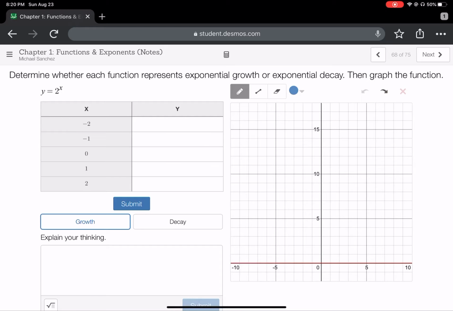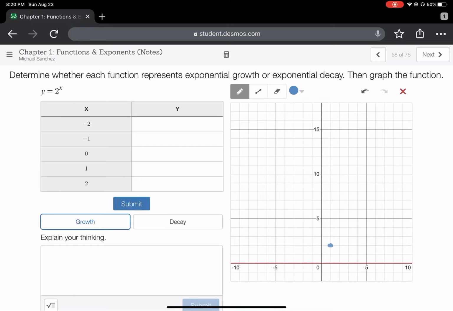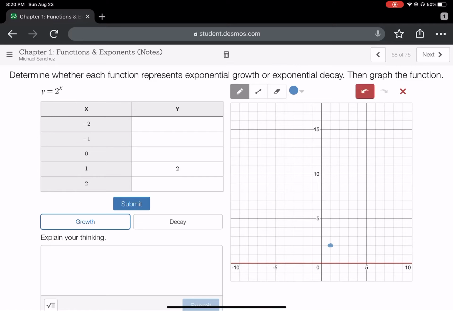And also, we know that it's going to pass through the point (1, 2), because that is a key part of this function. Whatever the y value is at 1, that's what the base is. So we know that our graph is going to be located at the point (1, 2), so that's going to go there.